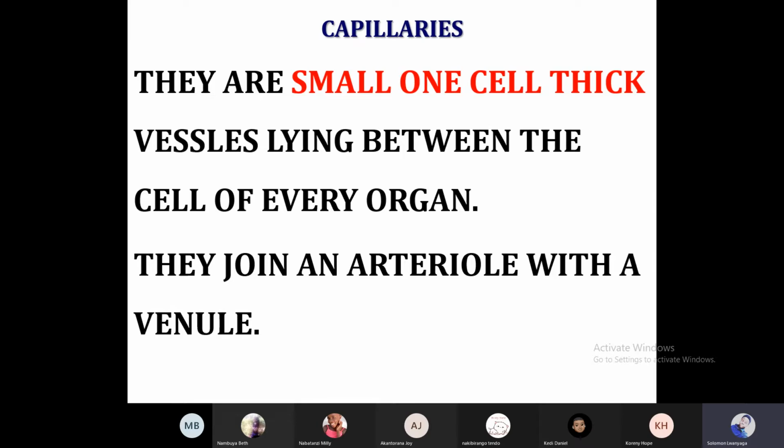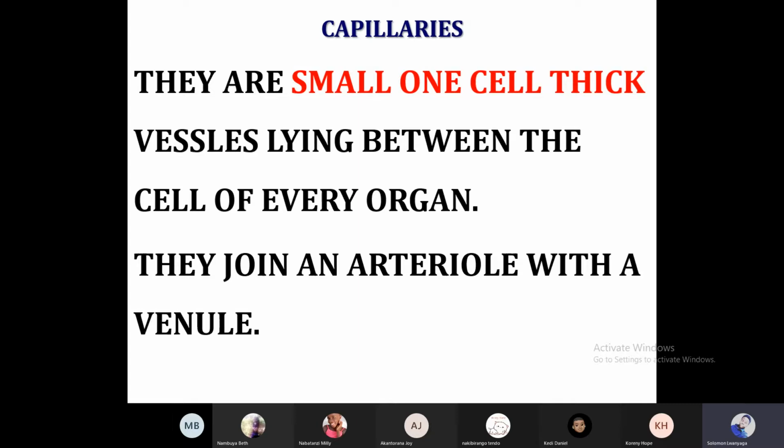And we're saying capillaries, they are small one-cell thick vessels lying between the cell of every organ. Now, what happens is arteries divide into smaller vessels called arterioles, and arterioles further divide into smaller vessels called capillaries. We are going to see what this does. It has an effect on the pressure.